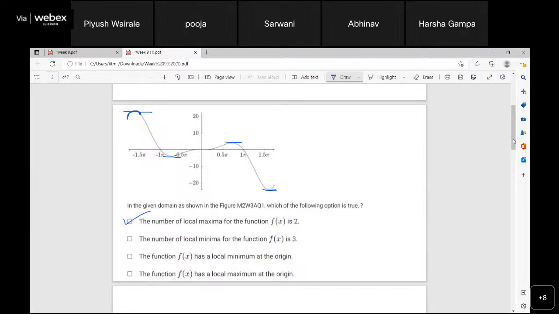Local minima of the function is 3? No, this is not correct. We have 2 local maxima and 2 local minima, right? f of x has a local minimum at the origin? No. f of x has a local maximum at the origin? This is also not correct. So the local minimum is at this particular point, and the local maximum will be at this particular point. Suppose this is B and this is A. So A will be my local minimum point, and at B it will be my local maximum point, right? Any doubt in this question? Just looking at this graph, we can directly tell.